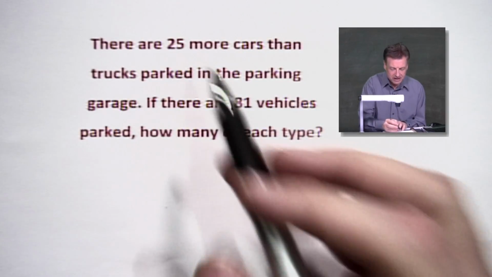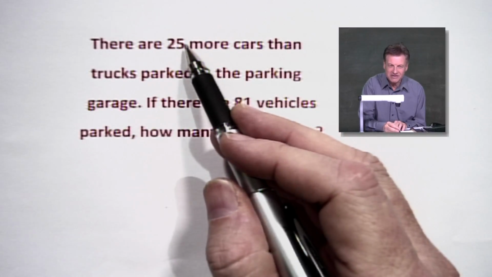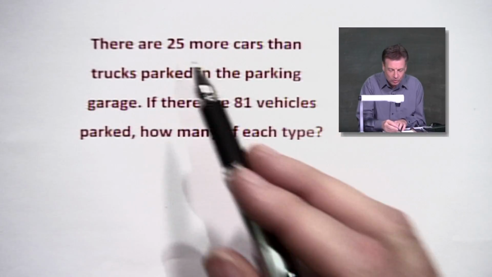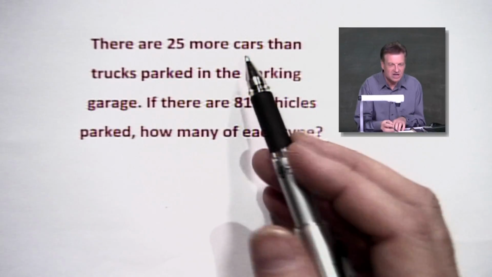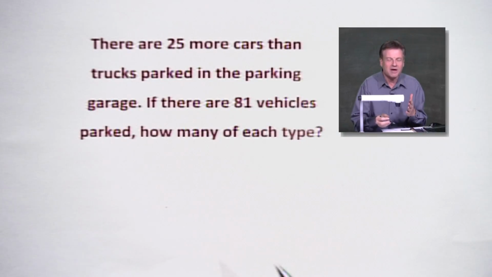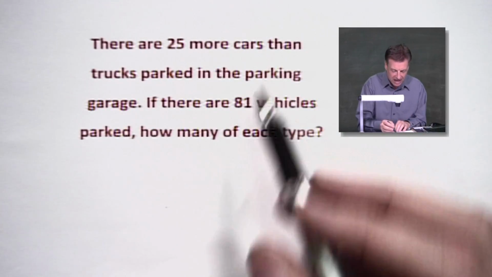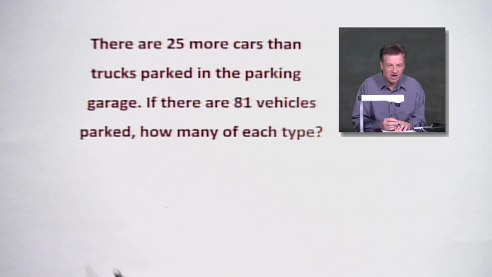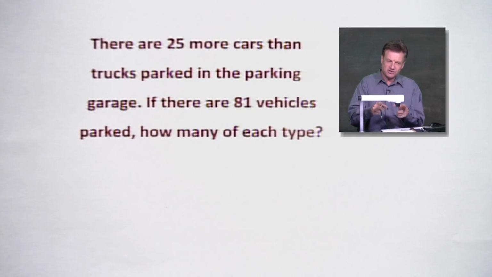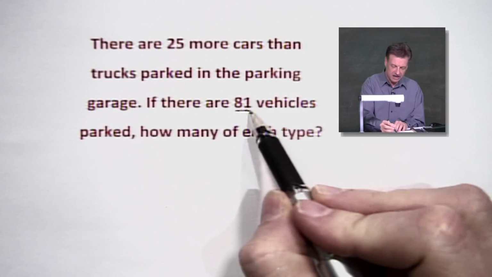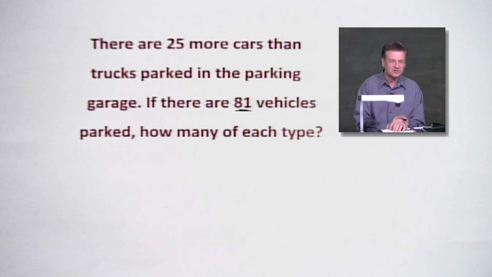There's some numbers popping up here. 25, but that doesn't mean there are 25 cars, all right? It says 25 more cars. So that's telling me that I don't know how many cars we have yet. And then it's talking about trucks. I don't know how many trucks we got either. But I do know, importantly, that there's 81 vehicles in all. So you can start thinking of some ways.